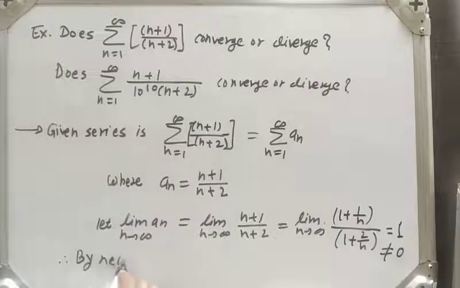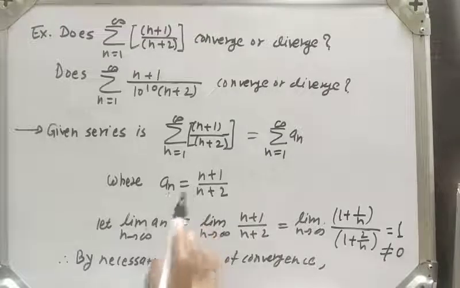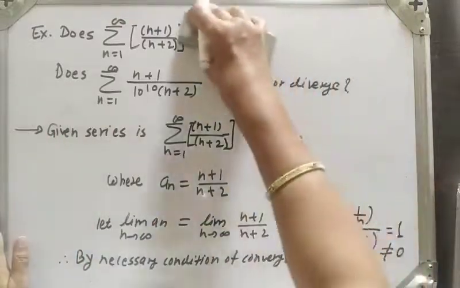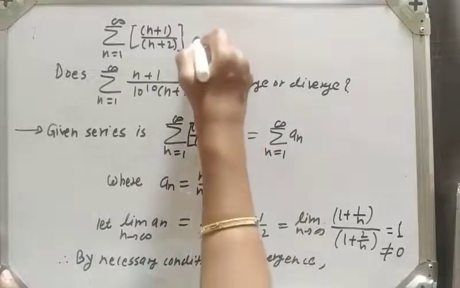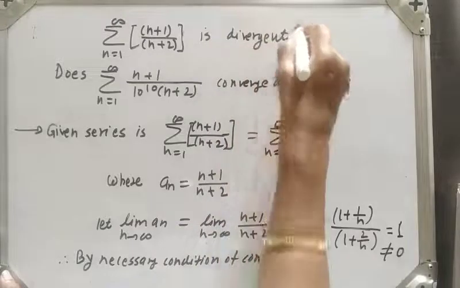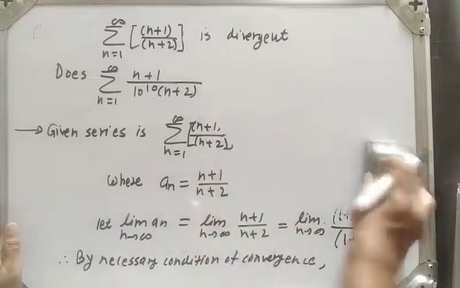Therefore, by the necessary condition of convergence, this series is divergent. Now consider another series, the second series.